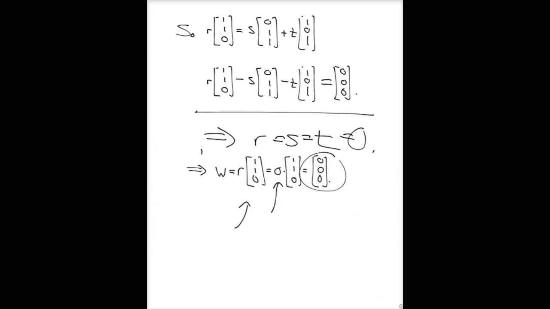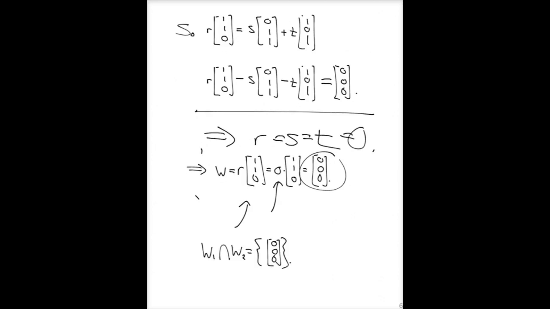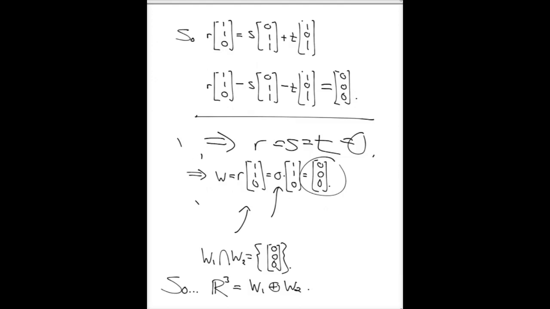And so we have shown that the intersection of W1 and W2 is the zero vector, and therefore we can conclude that R3 is the direct sum of the subspaces W1 plus W2.